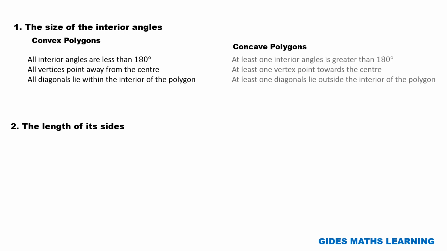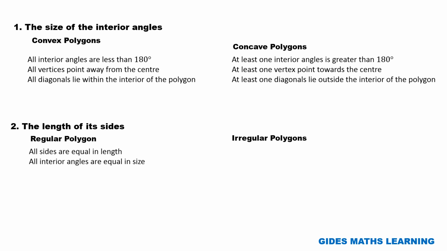For concave polygons, at least one of the interior angles is greater than 180 degrees. At least one of the vertices points toward the center of the polygon. Also, at least one of the diagonals lies outside the interior of the polygon. Under the length of each side, we have regular polygons and irregular polygons. For regular polygons, all the sides are equal in length, and all the interior angles are equal in size. For irregular polygons, the sides are not the same in length. The interior angles are also not the same in size.